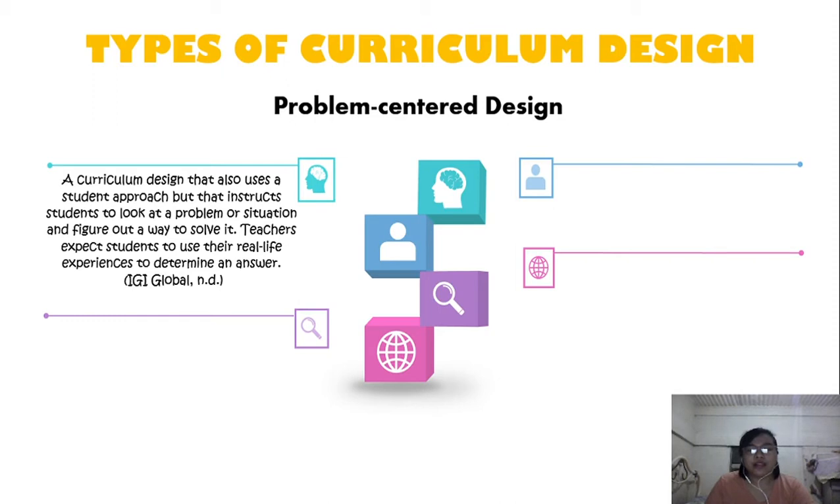So this curriculum design also uses a student approach that enables the students to look at a problem or a situation and find a way to solve it afterwards. Teachers may provoke students to use their real life experiences in formulating solutions to a particular problem. Moreover, it is also a form of a student-centered design of curriculum.